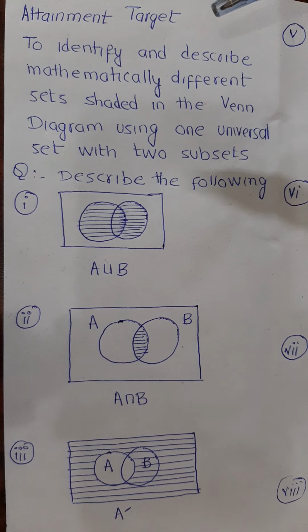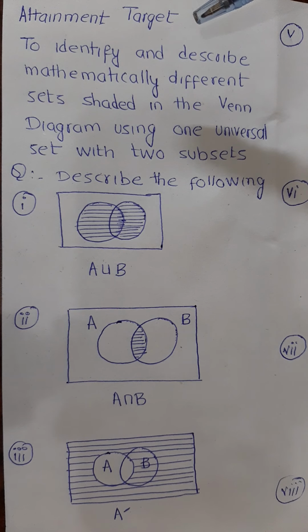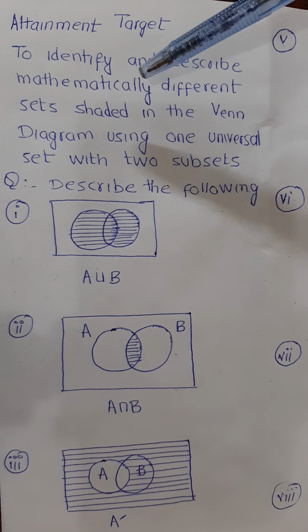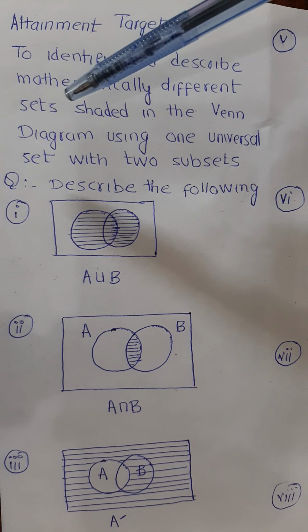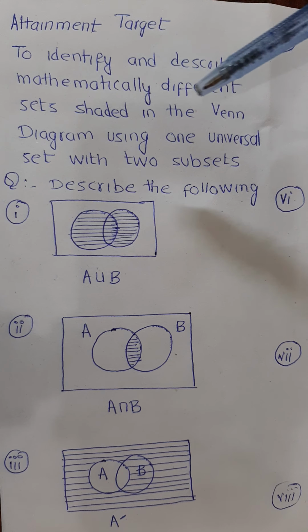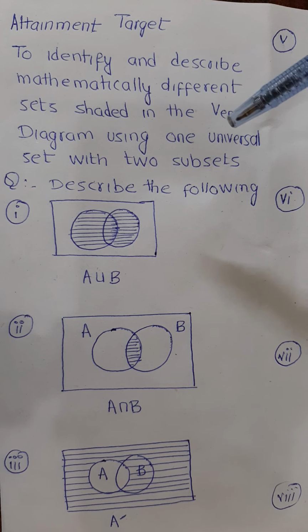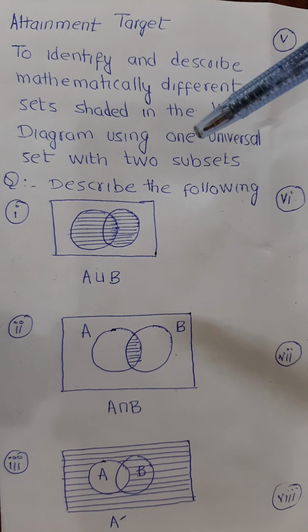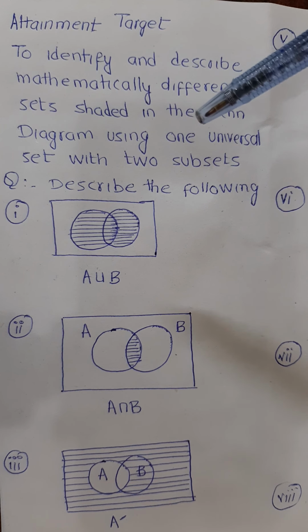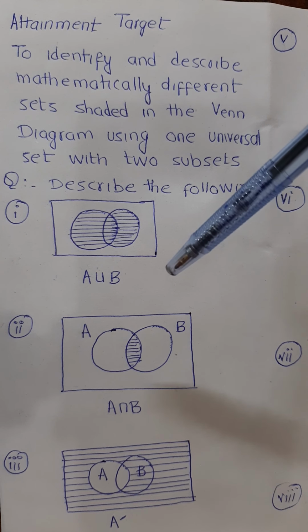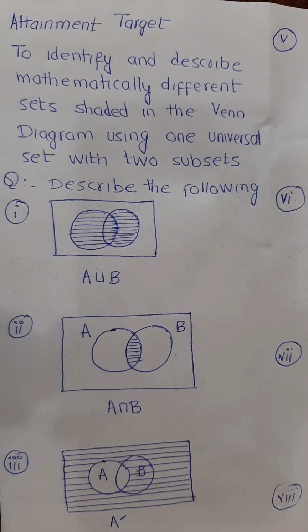In this video, we will be discussing a topic from set theory, and our aim and target will be to identify and describe mathematically different sets shaded in the Venn diagram using one universal set with two subsets.